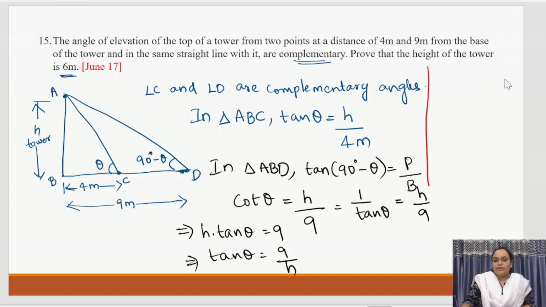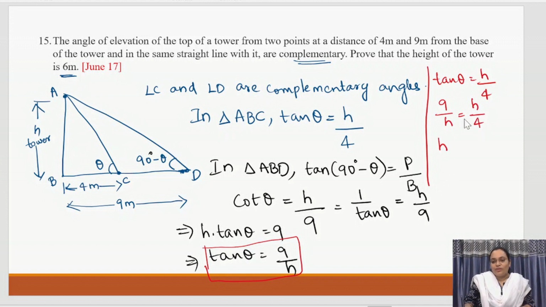See, when you substitute, you will get tan theta is equal to h by 4, right? This is the value of tan theta, which is 9 by h. So 9 by h is equal to h by 4. When you cross multiply, you will get h square is equal to 36. h is equal to 6.